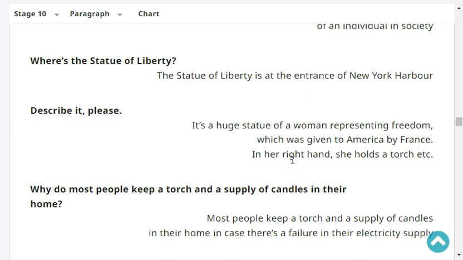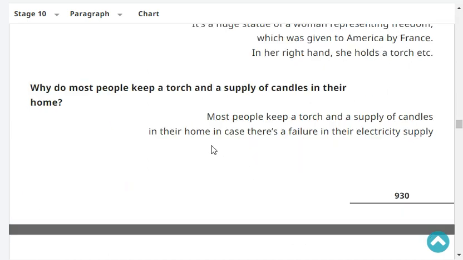Right, one more. It's a huge statue of a woman representing freedom, which was given to America by France. In her right hand, she holds a torch, etc. Very good.